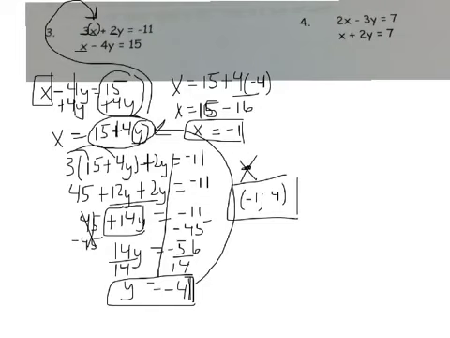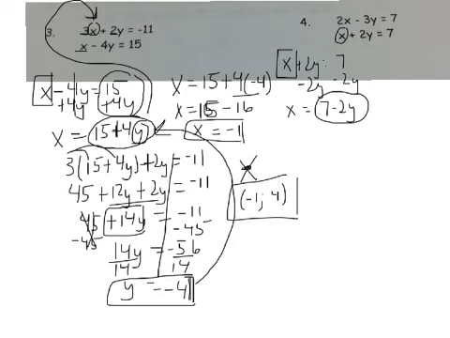Number 4 here, same type of thing as number 3. We have 2x minus 3y equals 7 and x plus 2y equals 7. We see that this one is the only one without a number beside it, so that's going to be our easiest one to solve. So x plus 2y equals 7. I'm going to solve for that, so subtract 2y to both sides, and I get x equals, that's just 7 minus 2y. So that's getting plugged in up here beside the 2x.